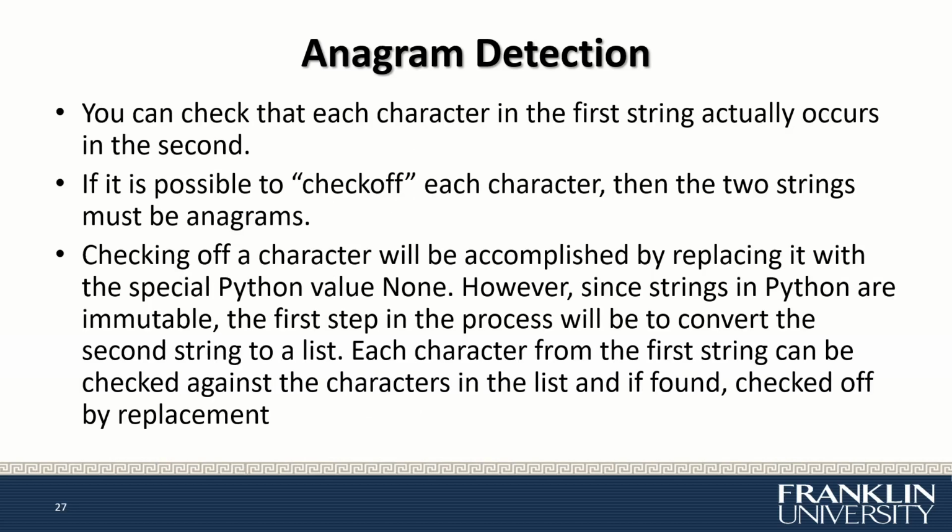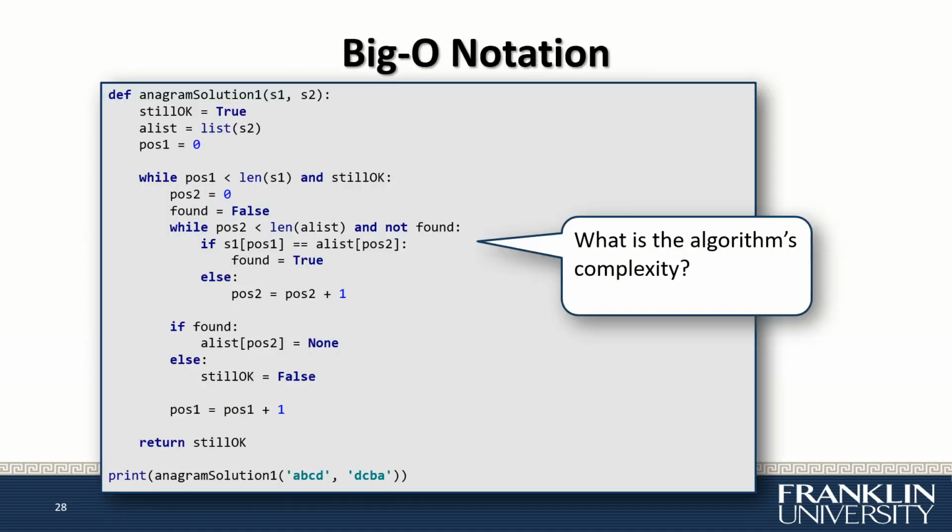You can check that each character in the first string actually occurs in the second. So if it is possible to check off each character, then the two strings must be anagrams. Checking off a character will be accomplished by replacing it with a special Python value, None. However, since strings in Python are immutable, the first step in the process would be to convert the second string into a list, and then each character from the first string can be checked against each character in the list, and if found, checked off by replacement. And this is what it looked like.